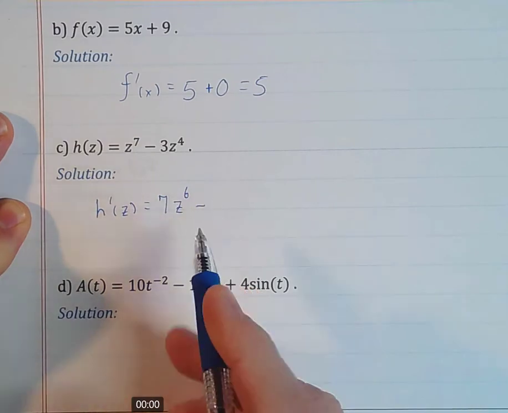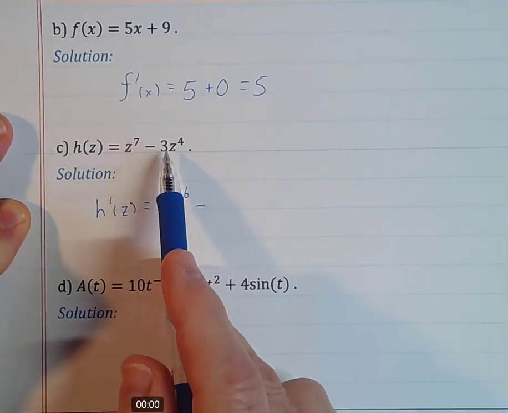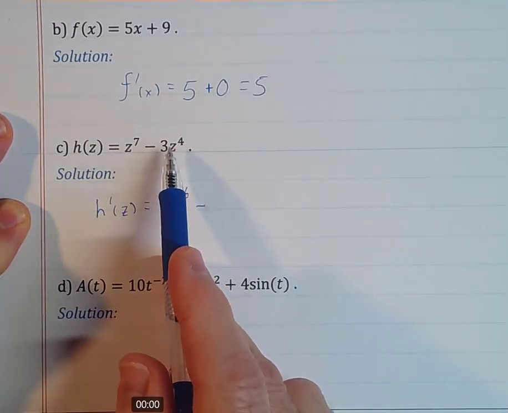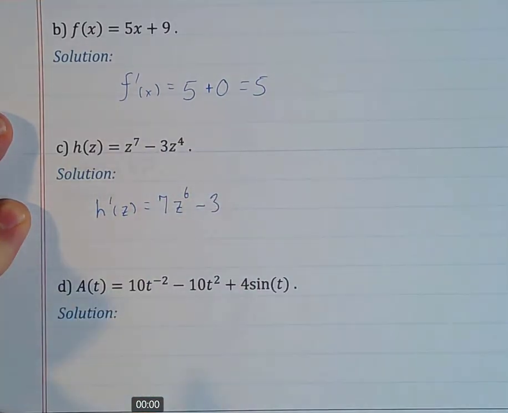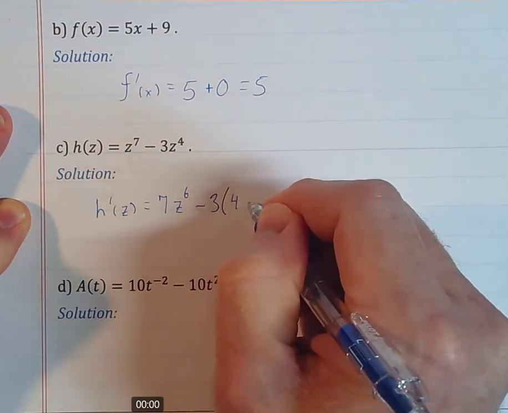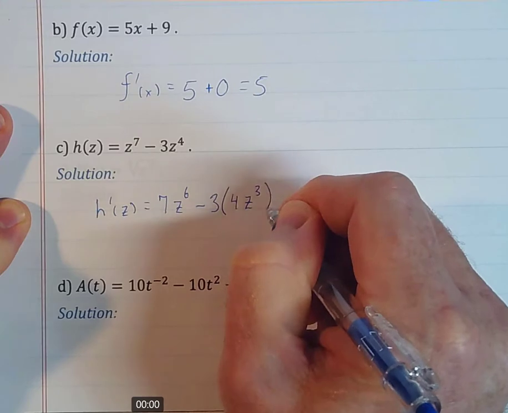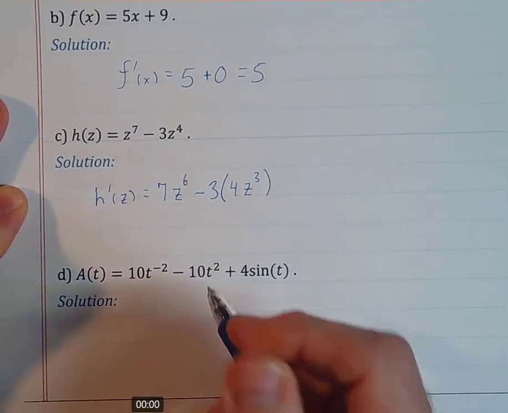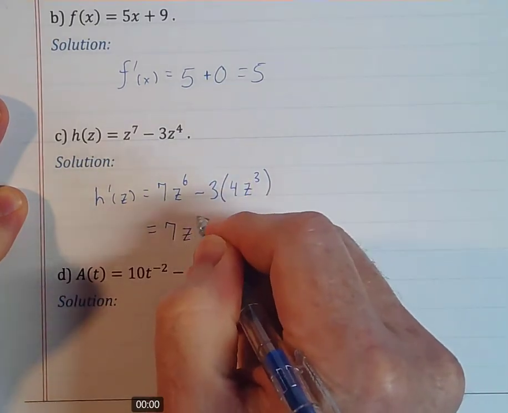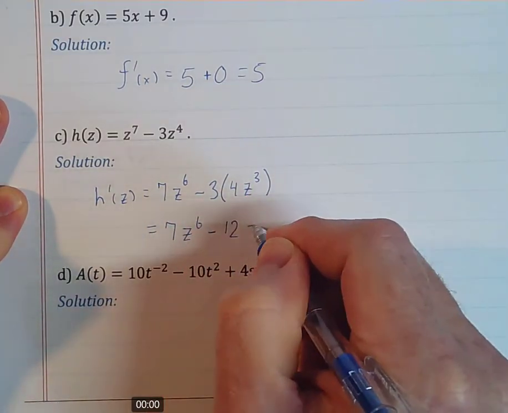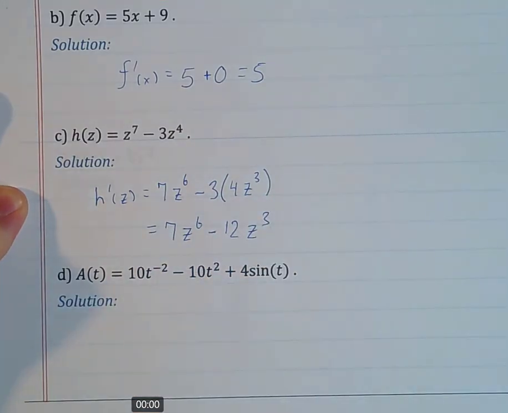Minus, okay, so the linearization rule says that if you have a constant out here in front, multiplied by a function, just leave the constant alone. So I'm just going to leave that 3 out there in front and take the derivative of the function part. So z to the 4th, the power rule tells me that would be 4 times z cubed. And it looks like after we clean this up a little bit, we end up with 7 times z to the 6th minus 12 times z cubed. And we've got it.